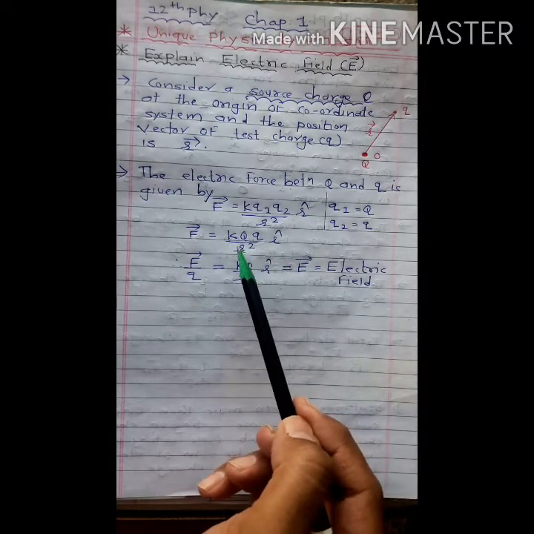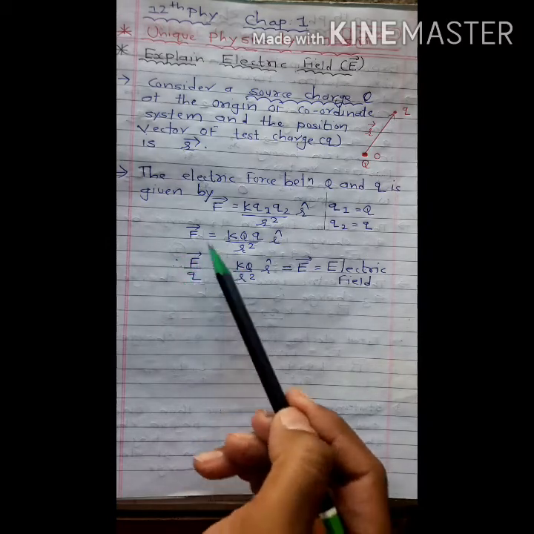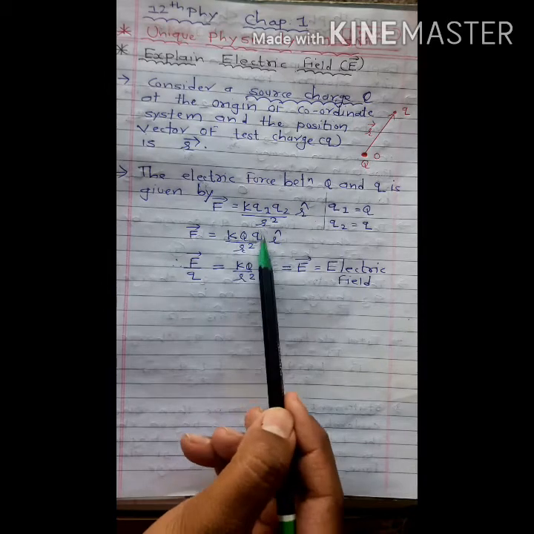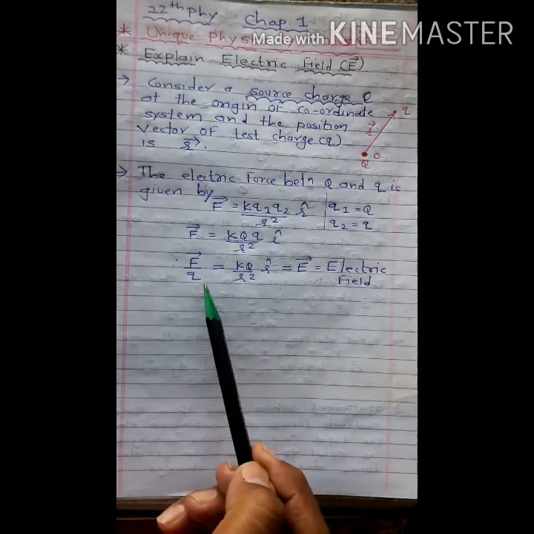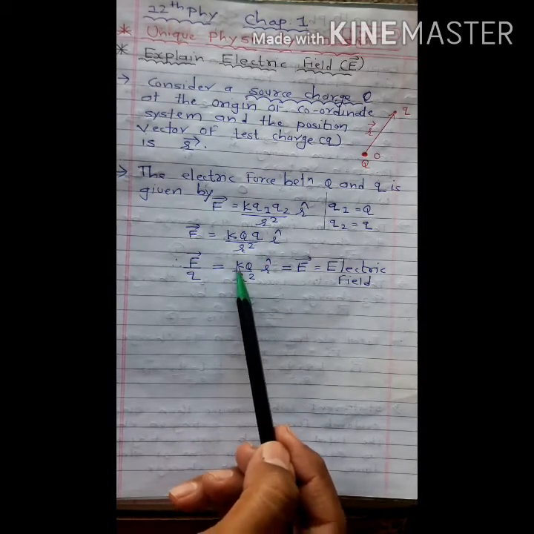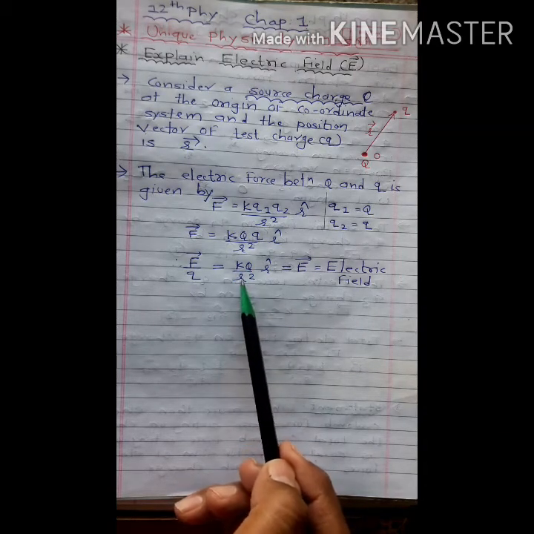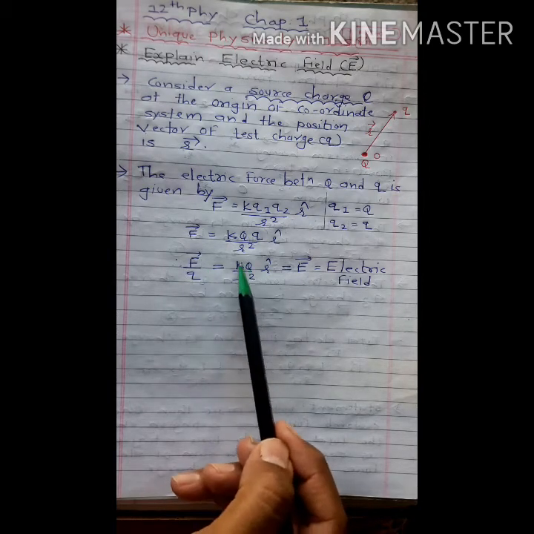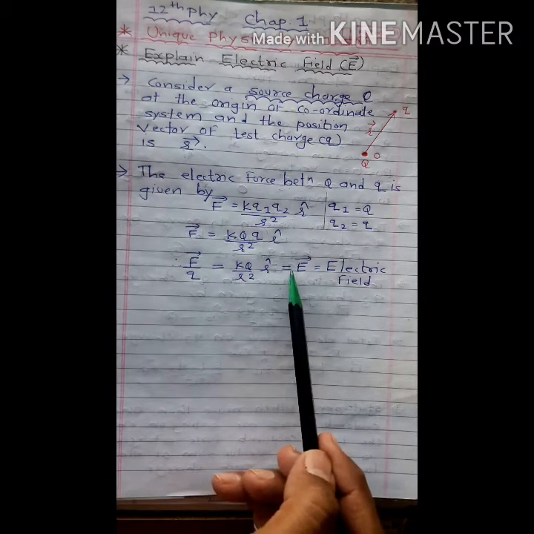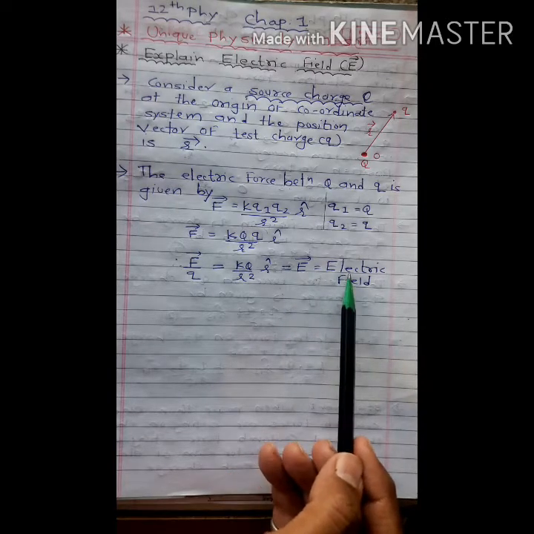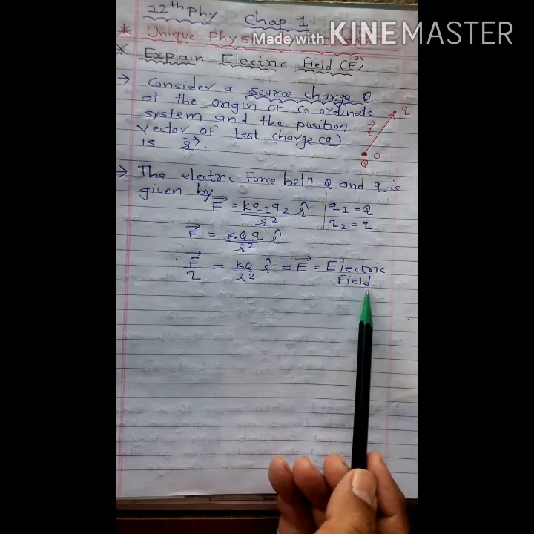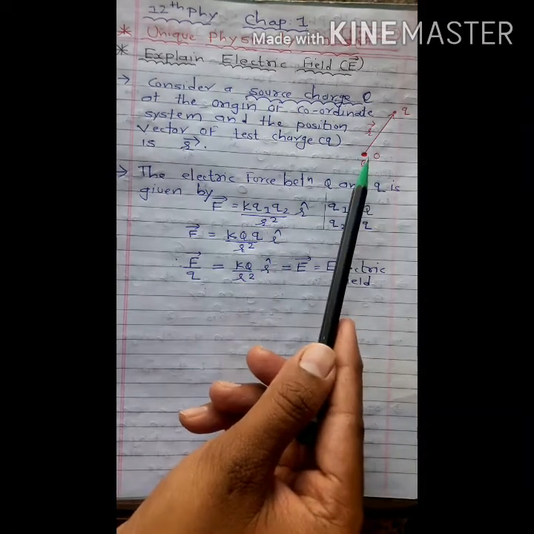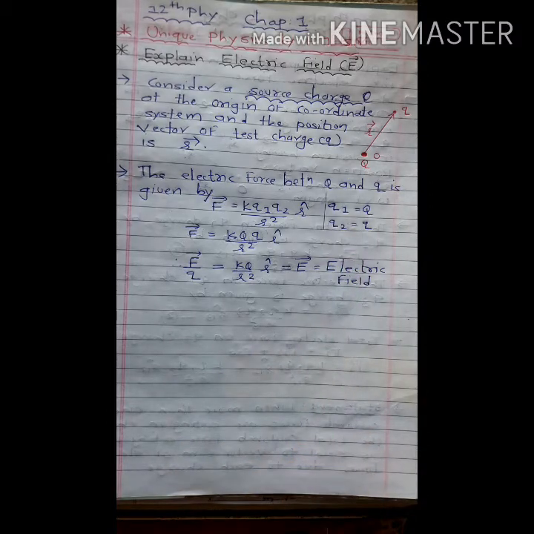Now here we consider the force upon the test charge. So here we write vector F divided by small q. So F upon small q is equal to k capital Q upon r square into r cap. This equation, F upon q or k Q upon r square into r cap, is nothing but vector E, and this is known as electric field. So this equation represents the electric field of this capital Q charge, the source charge.